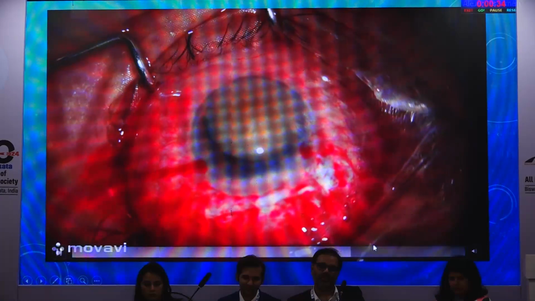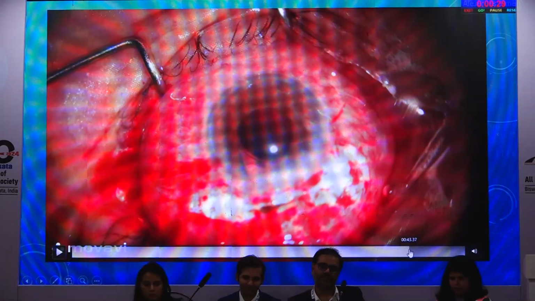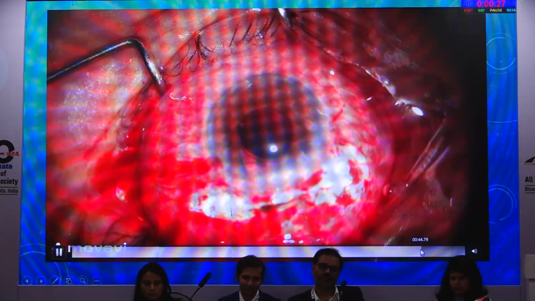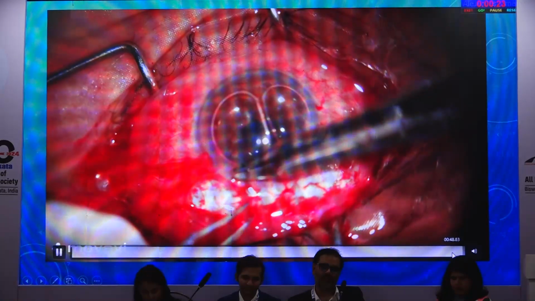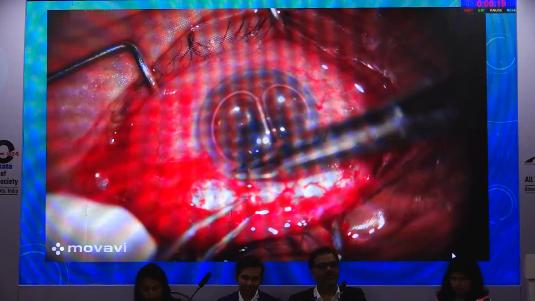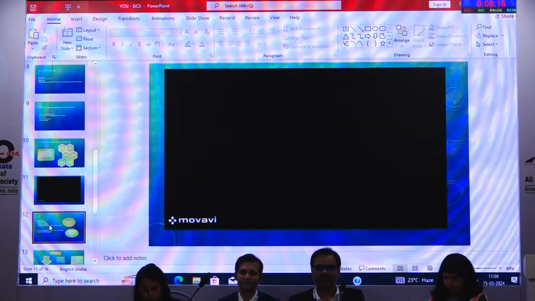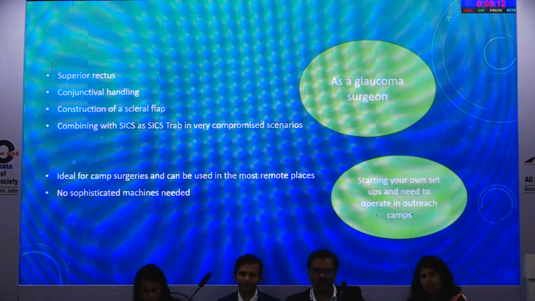Despite this, we could salvage it. We could take out the nucleus, and we put the foldable IOL in the bag and the rexis margin that we could, and we could give a good result for the patient. So the message is that it is a relatively more forgiving surgery as compared to phacoemulsification. Also, some additional points are there.